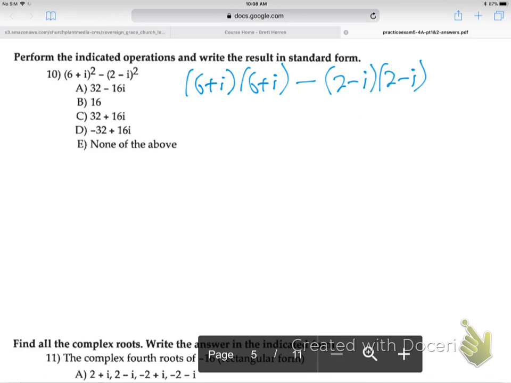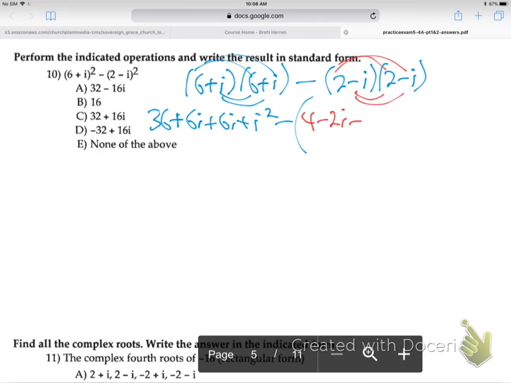So here we go. So this will be 36 plus 6i, plus 6i plus i squared. Minus, and then 4 minus 2i minus 2i plus i squared. See how I brought in extra parentheses, leaving this minus sign right here in the front? It's going to eventually change all the signs to the right of it.